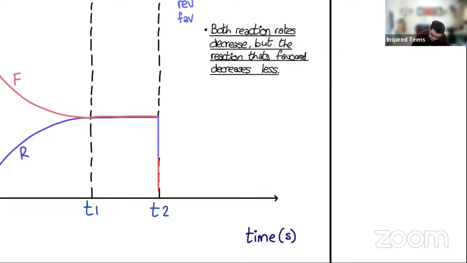So then they reestablish equilibrium. They meet again in the middle in order to reestablish chemical equilibrium.